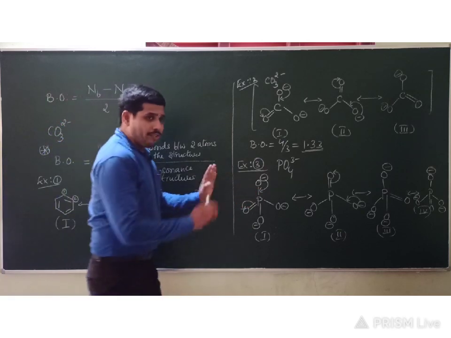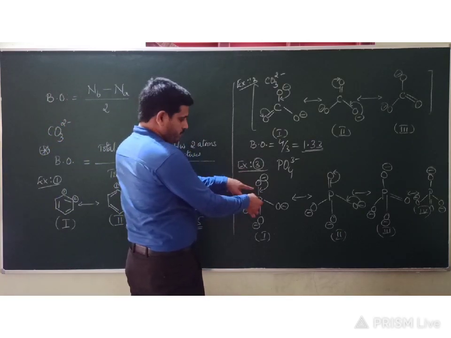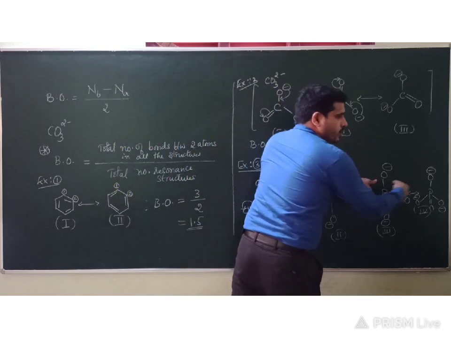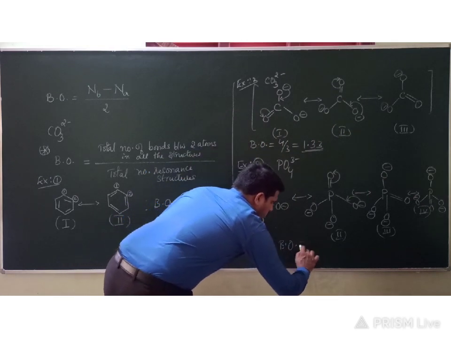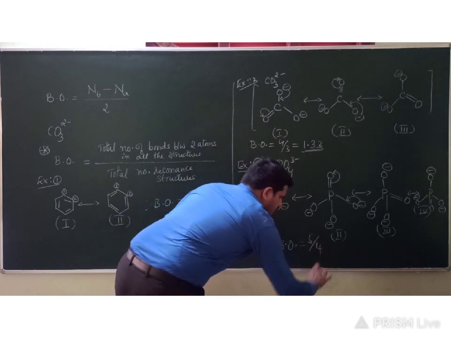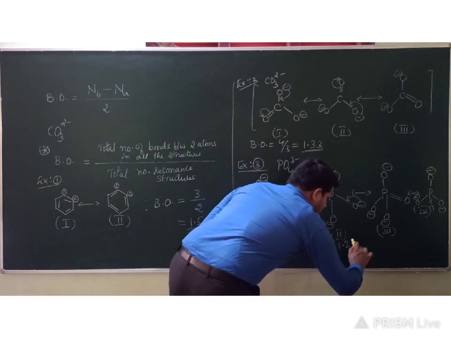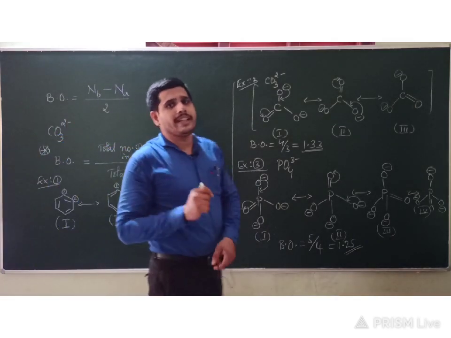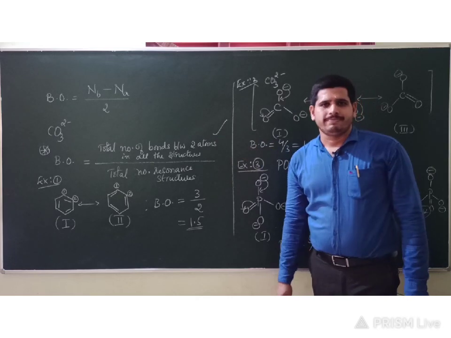Now you count or fix one of the phosphorus oxygen bonds. Let me fix the first one, that is the top PO bond. 1 plus 2, 3 plus 1, 4 and 1, 5. So bond order is equal to 5 by how many structures? 4. So what is the value? It is 1.25. So in this way the bond order during resonance can be calculated by making use of the formula.